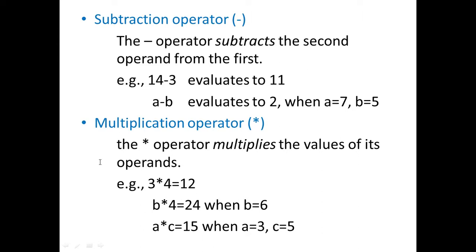And you know very well the addition operator, subtraction operator, multiplication operator, division operator and modulus all will work on numbers. We need numbers for them. So 3 multiplied with 4 is 12. If B is 6, then 6 multiplied with 4 equals 24. A into C: A is 3, C is 5. So 3 into 5, 15. So it will result in the value 15. So these are the operators.